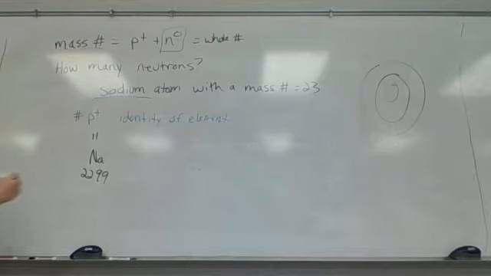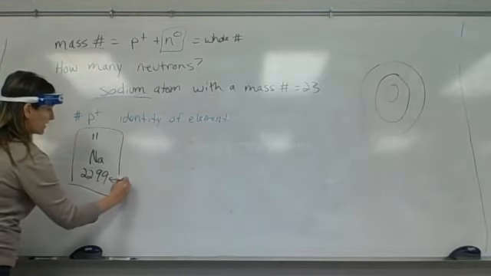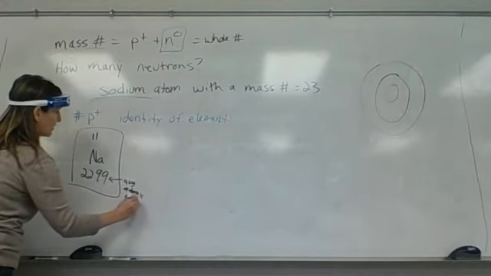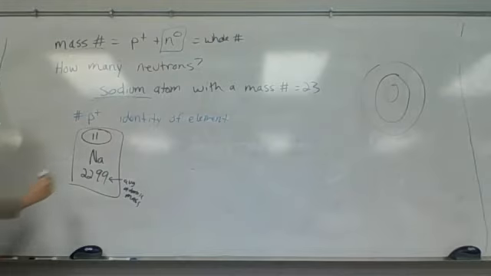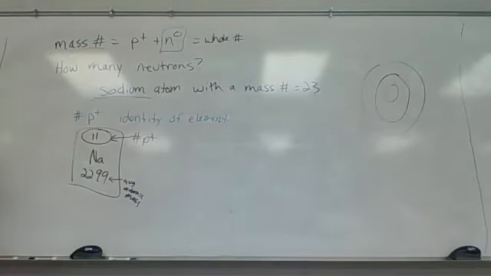And remember, this decimal number is our average atomic mass. That's not going to help us in this case. What's going to help us is this number 11. This is the atomic number, the number of protons. So we know it's sodium, and we can find it on the periodic table to find our number of protons. So we have mass number 23.